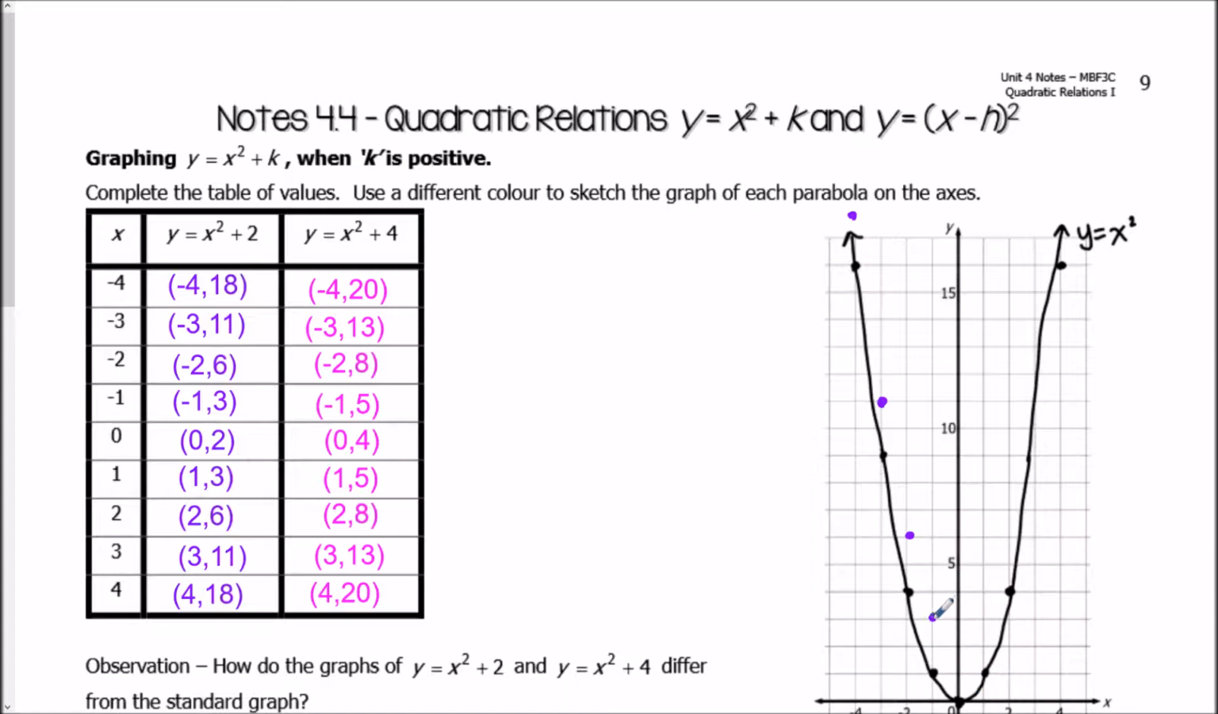So I'm going to go to the left 1 and up 3. Then I have 0, 2. So I'm going to stay on the y-axis, and I'm going to go up 2. And then it's symmetrical, so I'm going to go to the right 1 and up 3. All of these values are reflected in the y-axis. So I'm just going to keep graphing out all of these values, and I can see my parabola right here. Okay, when you're done with this parabola, I would like for you to please complete the next parabola as well, and then we'll talk about some observations that we have seen in this example here.